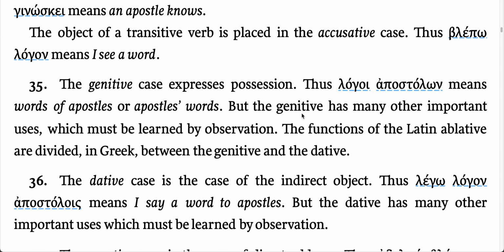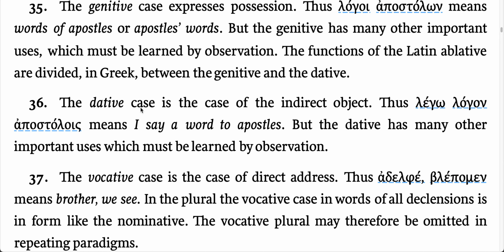But the genitive has different functions to it. This is the one that's more popular. We're going to start with that one. There will be others, and we'll see that as we go. The dative case is the case of what we call the indirect object.